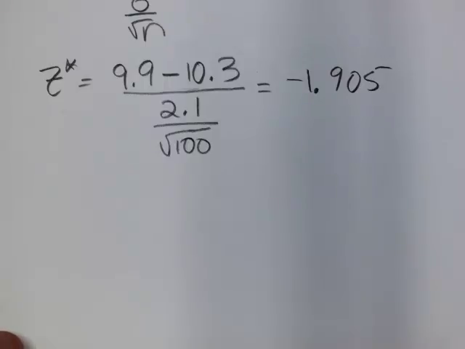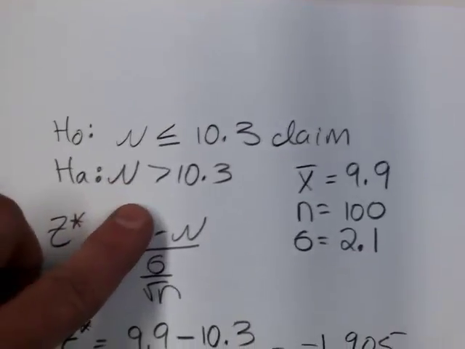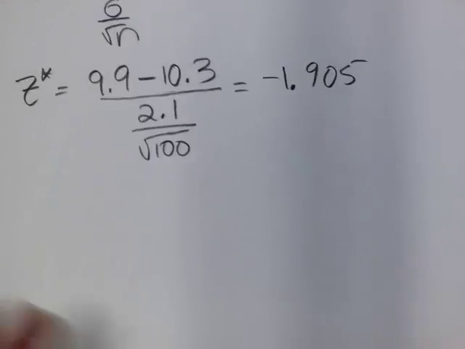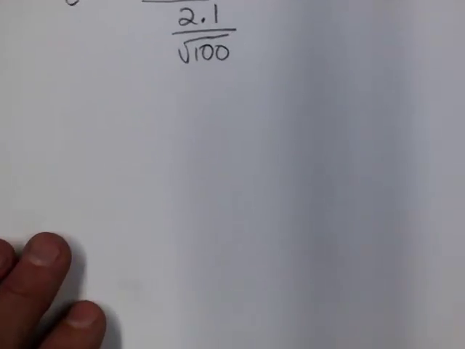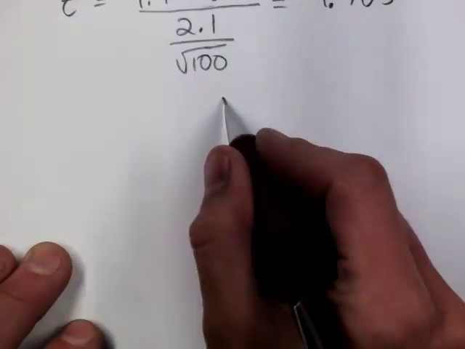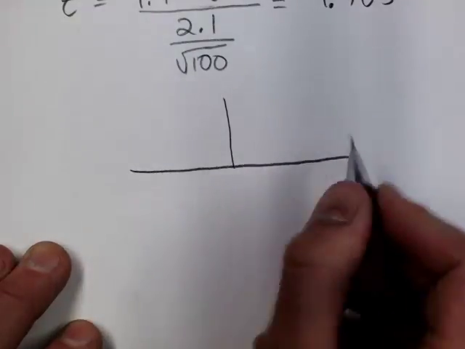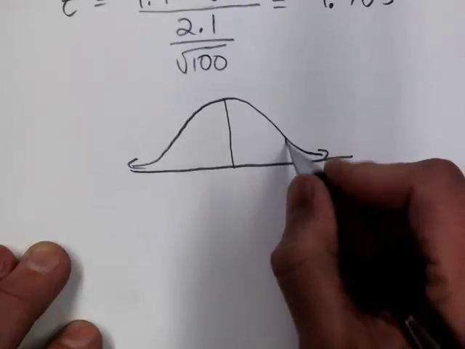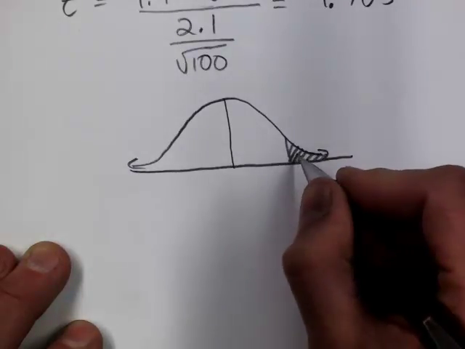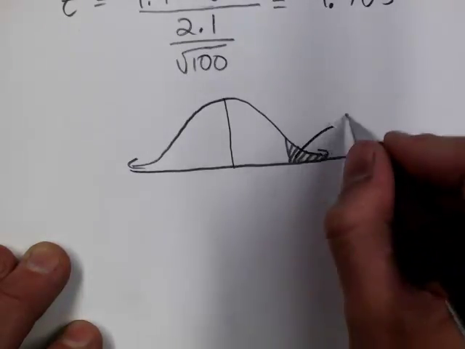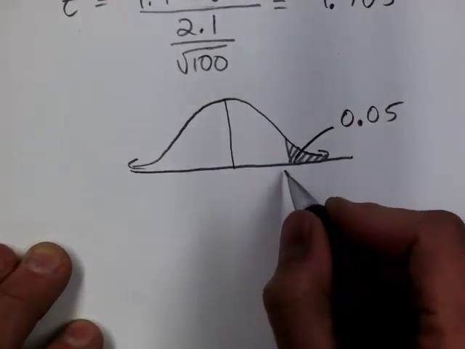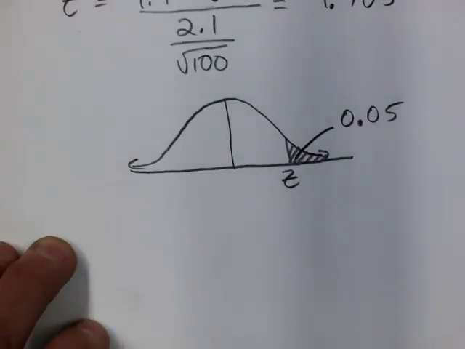All right, so I want to find my critical value. Since this is an upper tail test, I'm going to shade a region of 0.05 in the upper tail. So I need to draw my bell curve. I'm given a level of significance of 0.05, so I want 0.05 area in this upper tail. So I need to find this corresponding critical value.